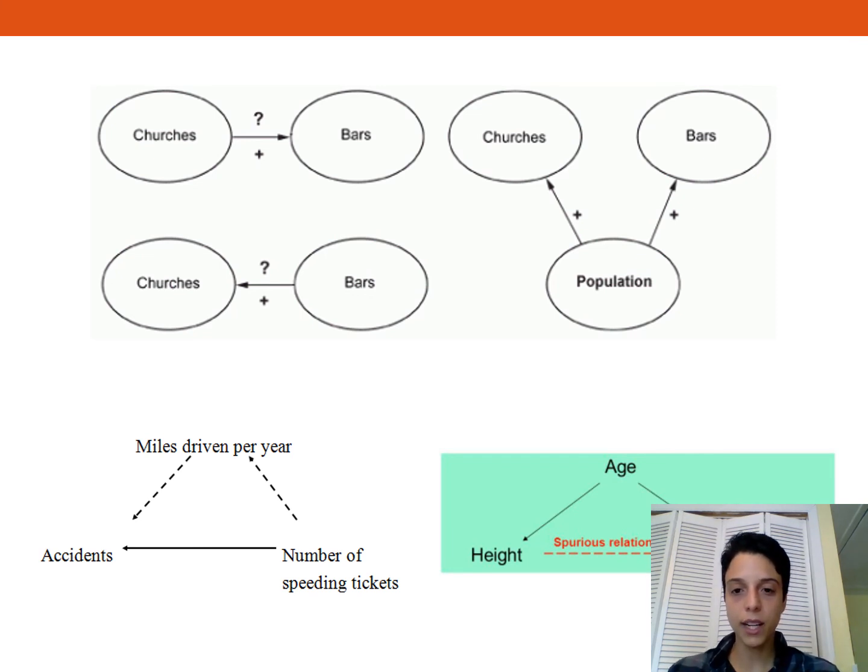And finally, a last one on here, there is a correlation between height and reading ability, I think. My head is covering it, but I'm going to say it's reading ability. So either way, the correlation between height and reading ability isn't causal. It isn't that being taller makes somebody better at reading. It is the case that as kids get older, they tend to get better at reading, and they also tend to get taller. So there is a spurious relationship between height and reading ability, and that spurious relationship is caused by age, a third variable.